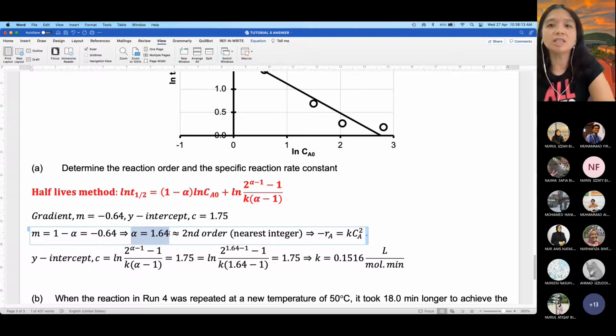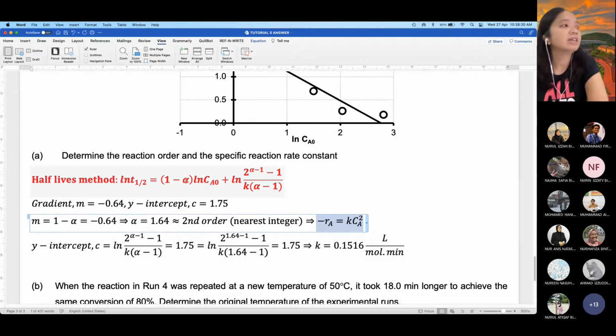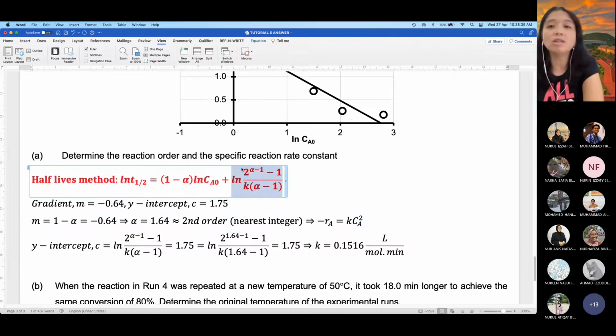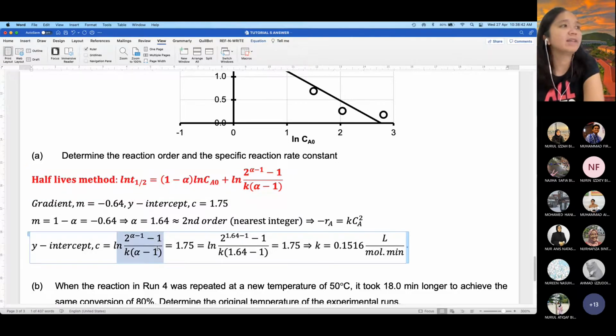Round up to the nearest integer, jadi second order. So this reaction is actually a second order reaction. The rate law is minus RA equals K CA squared, power of 2 sebab second order. Done. Next, nak cari K. Be very careful. The K comes from the back part of the equation, because we know ln 2 power alpha minus 1, per K times alpha minus 1 in brackets, equals your y-intercept, which is 1.75 as given in the question.